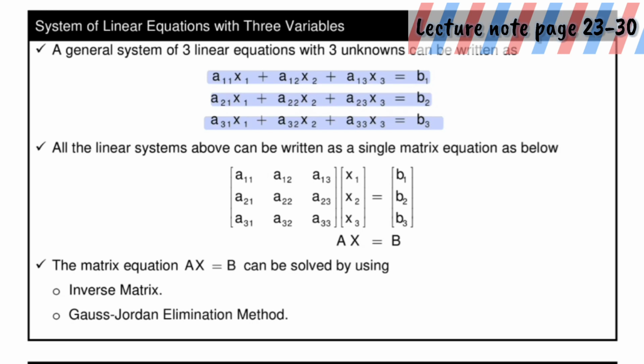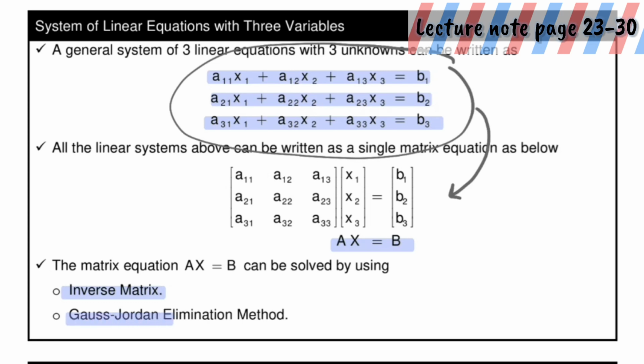Then, all the linear systems above can be written as a single matrix equation as below. So from what you wrote just now, it can be changed into matrix form like the one below. So this is the matrix equation AX equals B. The matrix equation AX equals B can be solved by using inverse matrix or Gauss-Jordan elimination method.